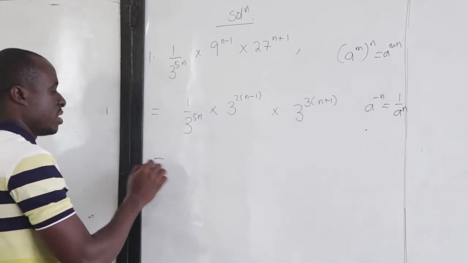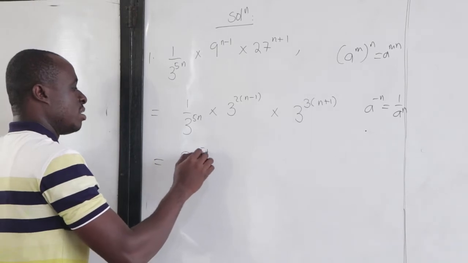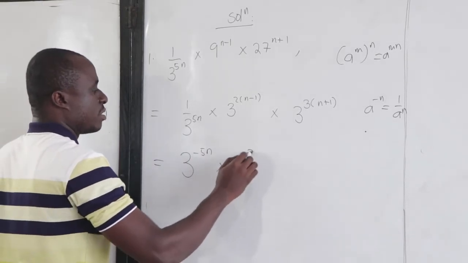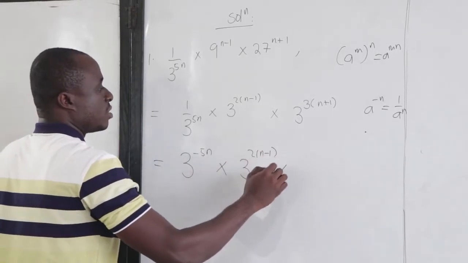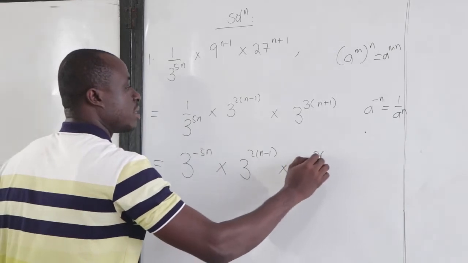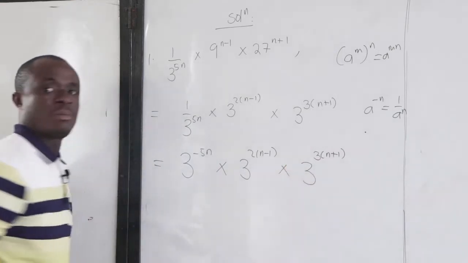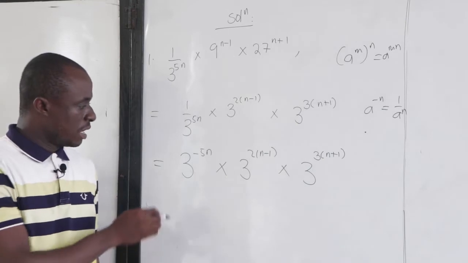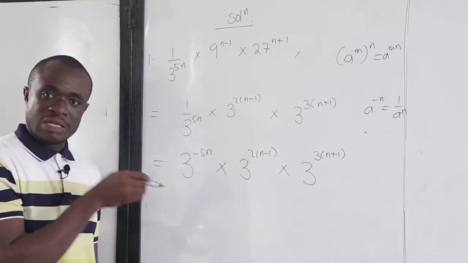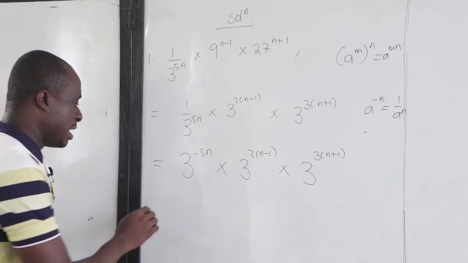So this can be expressed as 3 to the power negative 5n times 3 to the power 2n minus 1 times 3 to the power 3n plus 1. Now, the bases are the same and we are multiplying, so what do we do? We add the exponents.